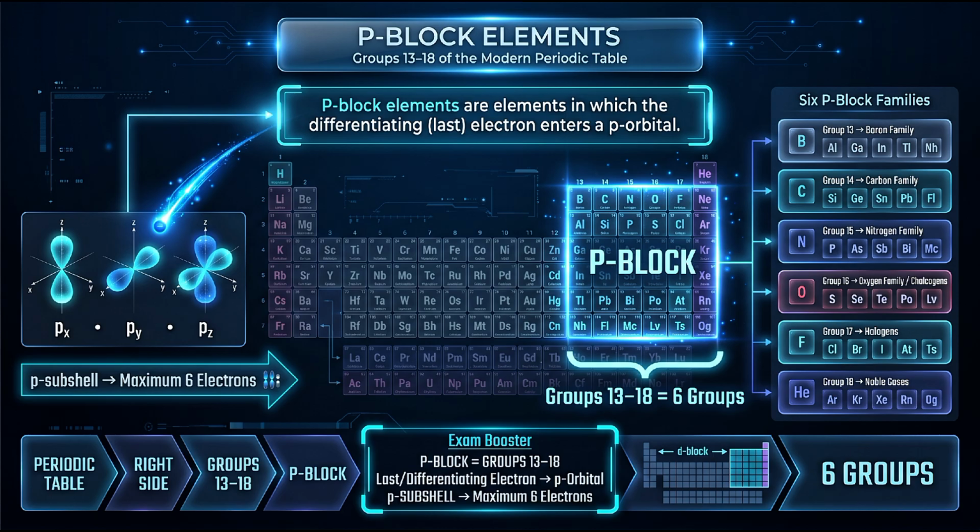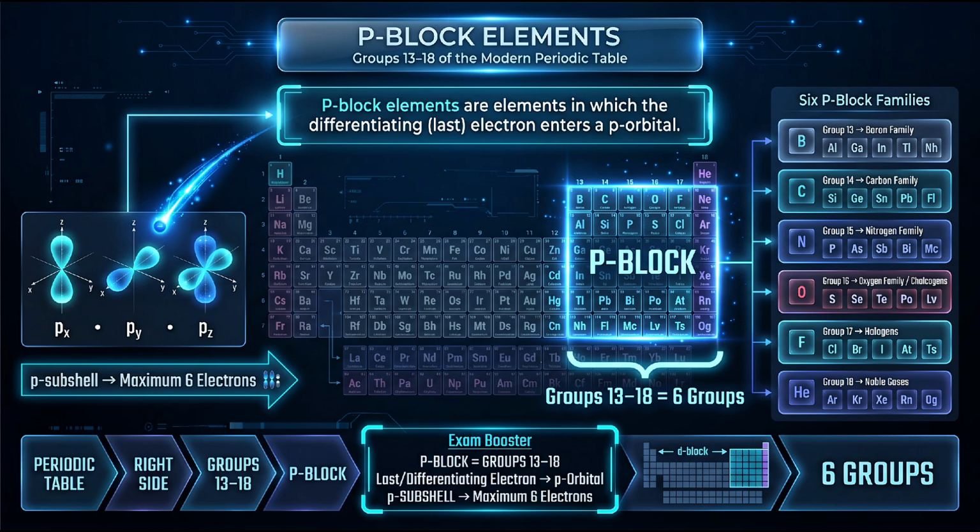For group 13, the general configuration is ns2, np1. For group 14, it is ns2, np2. For group 15, it is ns2, np3. For group 16, it is ns2, np4. For group 17, it is ns2, np5. Finally, for group 18, the general configuration is ns2, np6. This gradual increase from 1 p electron to 6 p electrons explains the arrangement of the 6 p-block groups.